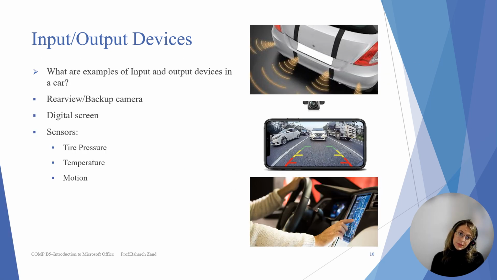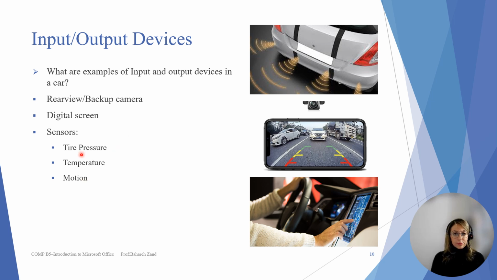Can you think of some input and output devices in a car? Yeah, your backup camera or rear view camera is a good example of an input device. The digital screen, especially if you have one of those new ones, can be both an input and output device in the car. Some of the cars also have many sensors, especially the new smart cars.